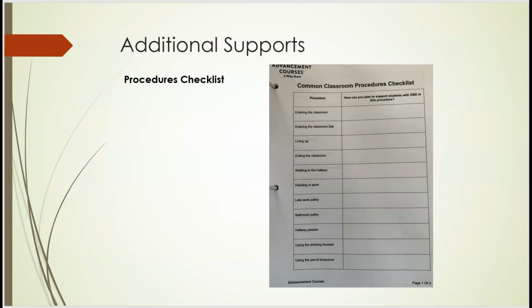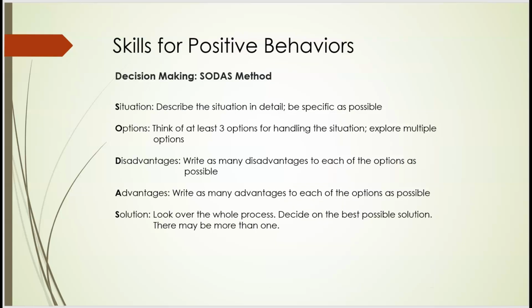A final support using evidence-based classroom methods to promote positive behavior is to implement checklists with your students. This is a way to prepare and support students to be successful. They understand the rules and the procedures. Decision making is a critical skill. Helping students understand how their decisions and actions impact others is a critical skill in managing emotions and behavior. A simple model like SODAS can support students in this process.